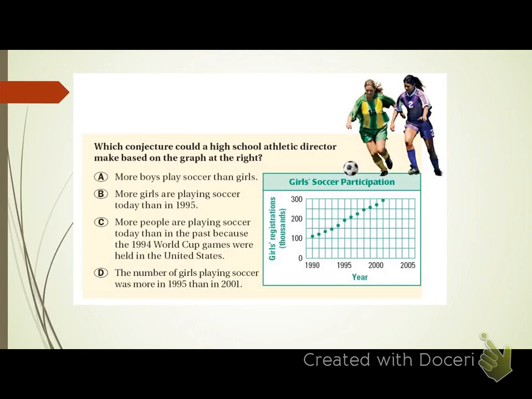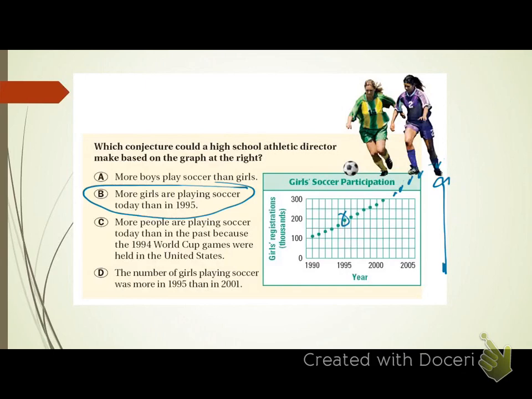Okay, hopefully based on the graph, B makes the most sense, right? More girls are playing soccer today than in 1995, right? Even if today, and today being like 2013, out here, you would anticipate by the pattern that the number of girls playing would continue to increase, and so end up being someplace up here. And 95 is all the way down here.